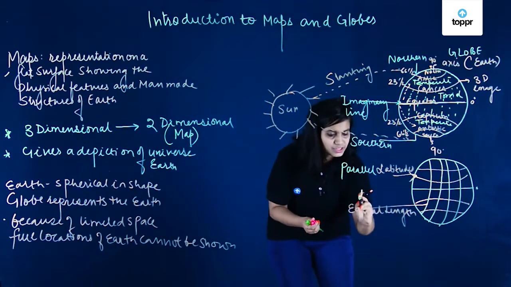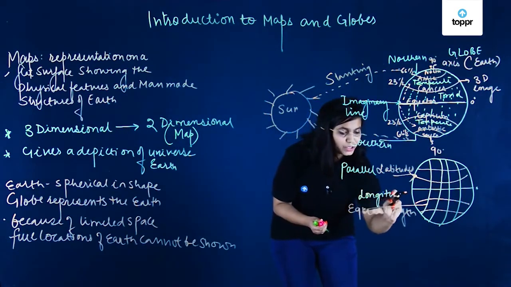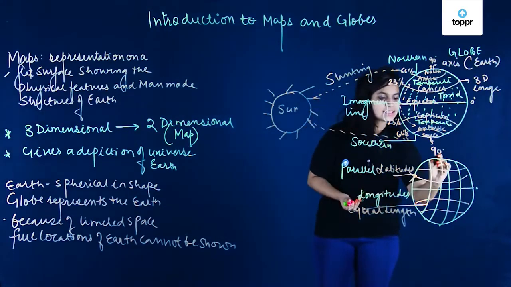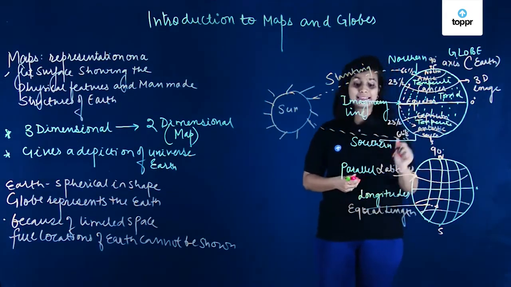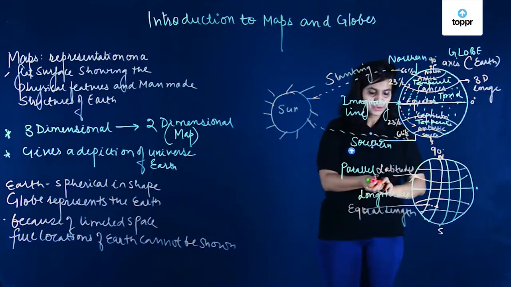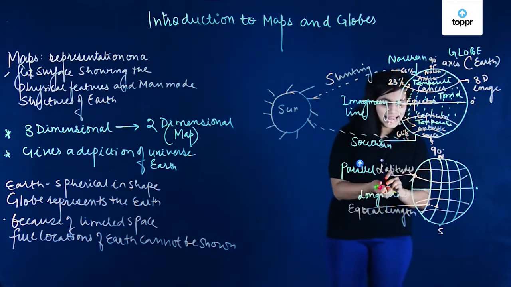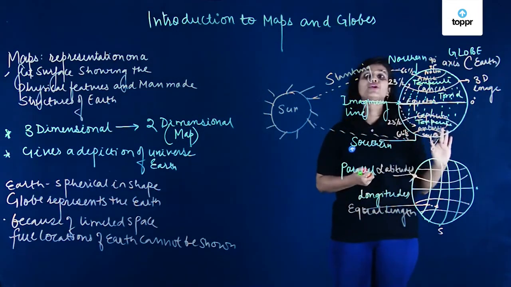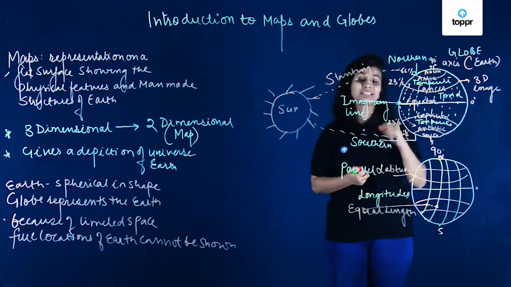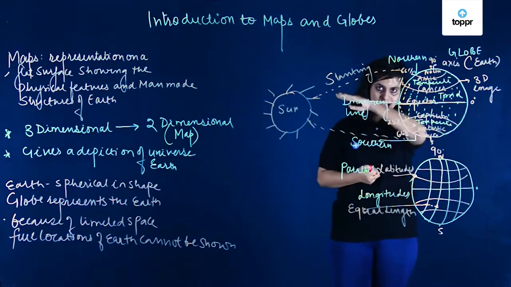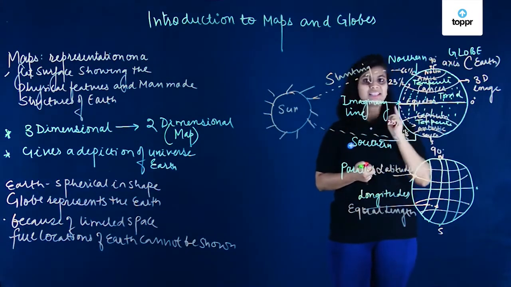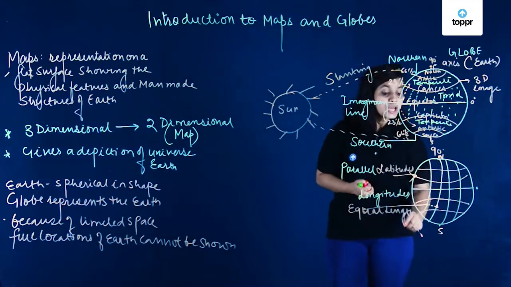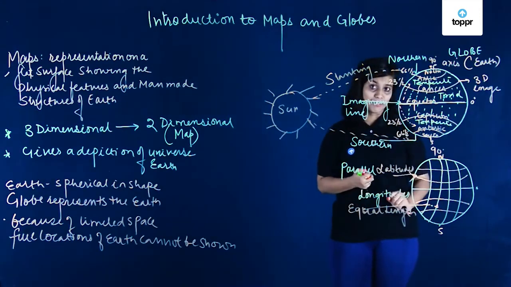The longitudes are of equal length. This is the north, this is the south. All these lines are longitude lines, and they are of equal length. The latitudes, however, which are these lines, are not of equal length. This is the difference between latitudes and longitudes. Latitudes, of course, are like this, and longitudes are in north-south directions, semi-circular.